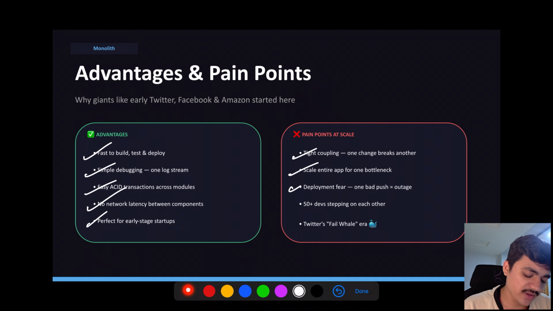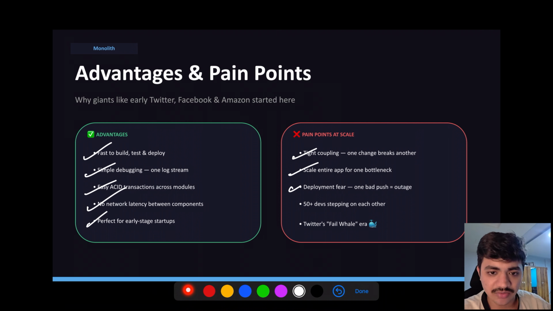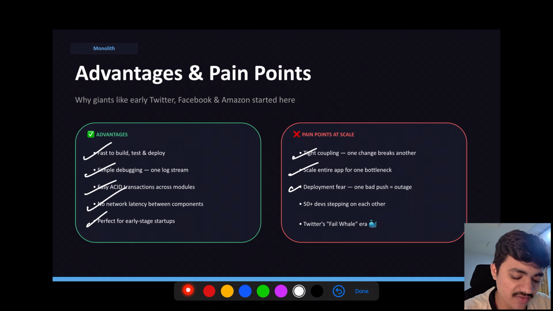Then deployment fear: one bad push equals outage. What happens if one single service goes down is that the whole server can get into trouble, because everything again is a single unit. Then, 50 plus devs stepping on each other. What does this mean? When the team grows, there are a lot of services and a lot of things going on. When there is a single code base, many developers are writing their code and making changes in different services, so in a single unit it may create chaos.